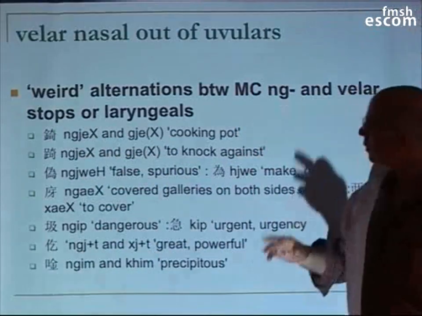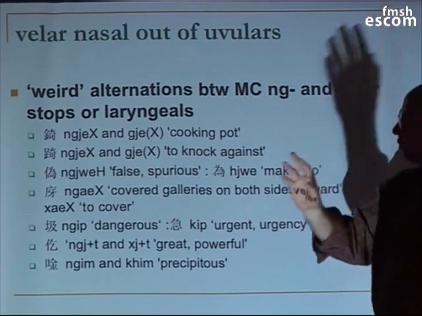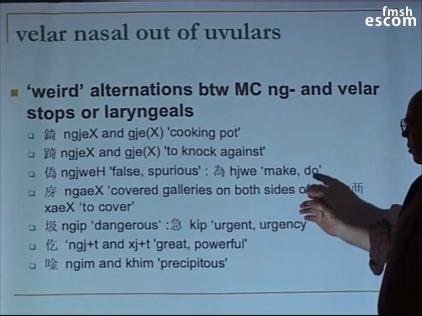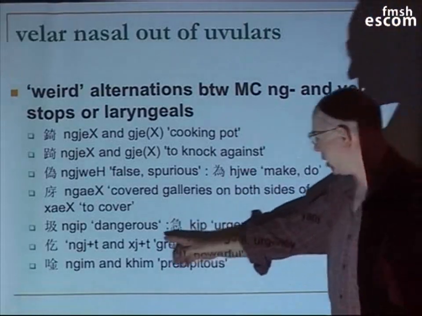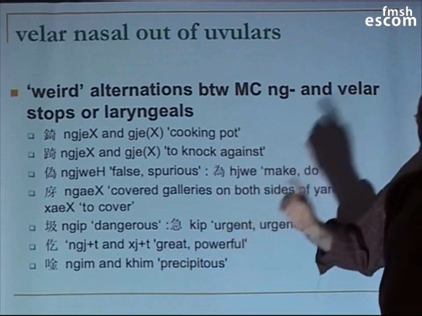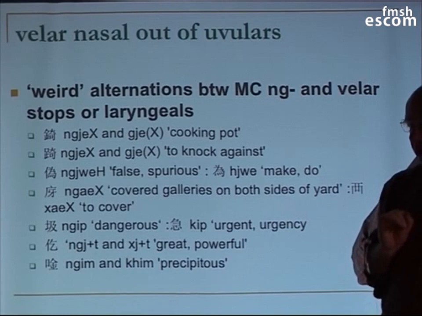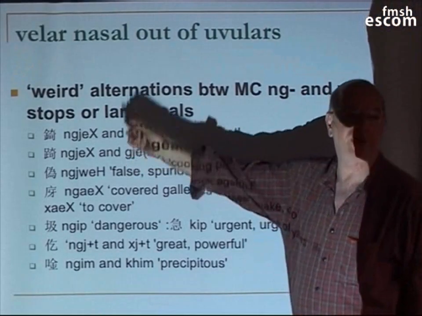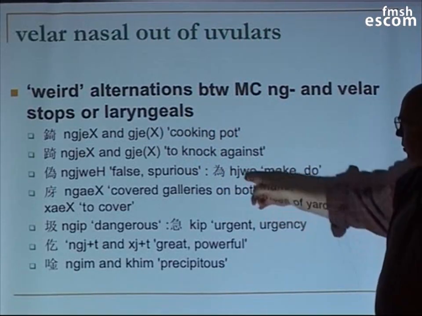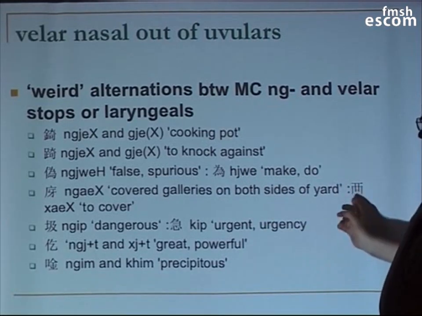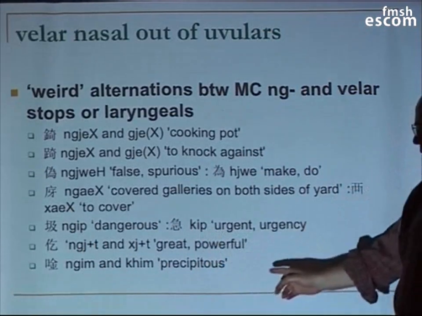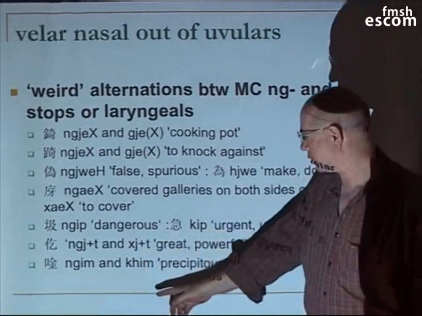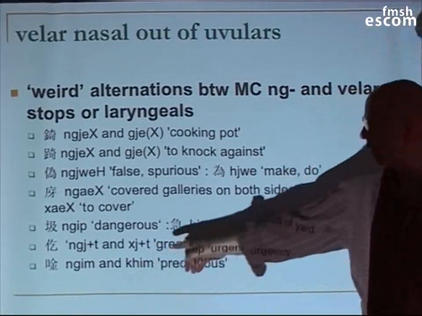Now, in all these examples, you get an eng, and in the same word family, even written with the same character, you get a different initial. Here you get G, HJ, X, K, X, KH. And all these are possible reflexes of uvulars. G can be a reflex of a uvular if you get an iambic prefix. This is a reflex of GW. This is a reflex of QH. This is a reflex of iambic prefix Q. This is a reflex of QH. This can be a reflex of QH if there is an ion between it and the coil.